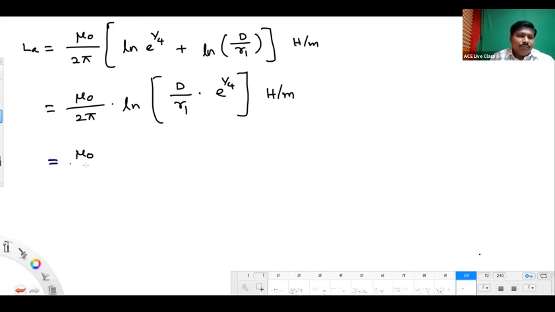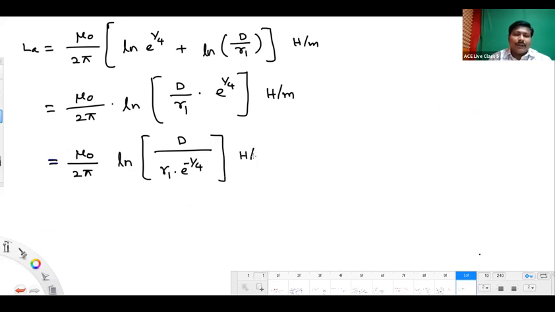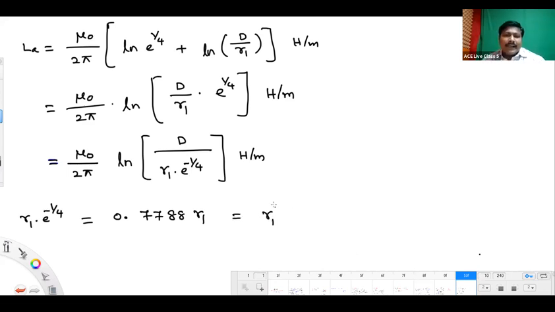Okay, so this we can rewrite as mu naught by 2 pi natural logarithm d by r1 into e power minus 1 by 4 Henry per meter. That r1 into e power minus 1 by 4 will come as a number, 0.7788 into r1. And this we will write shortly as r1 dash.